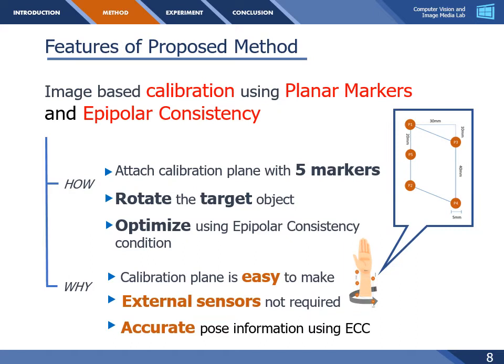The proposed method utilizes planar markers and epipolar consistency conditions. The calibration plane consists of 5 marker points as shown in the figure. The reason for adopting such a method is because: 1. Planar markers are easy to make. 2. The image-based approach eliminates the use of any external sensors, and furthermore, optimizing over epipolar consistency provides more accurate pose information.